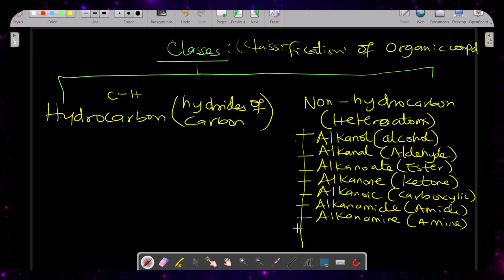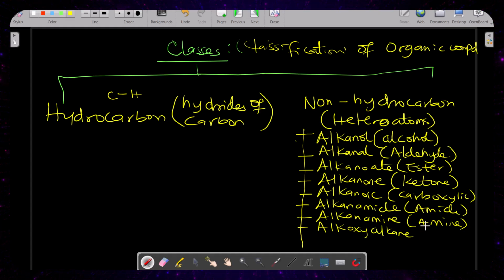Then we also have the alkoxyalkane. These ones are called the ether. Then the last one is what we call the amino, amino acid.